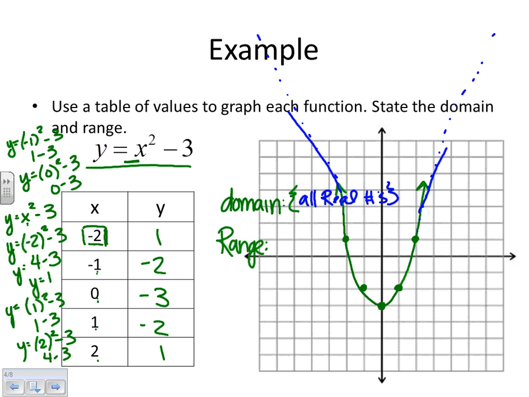But our range is where it's a little different, because it only includes from this point here at negative 3 and above. So our range is all values such that y is greater than or equal to negative 3. That's because this is our minimum point, and it's all values from negative 3 and above. So y is greater than or equal to negative 3.